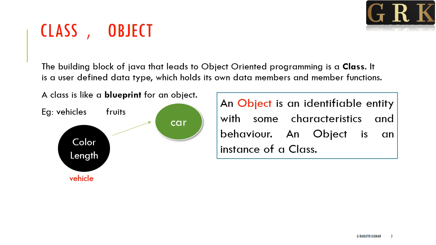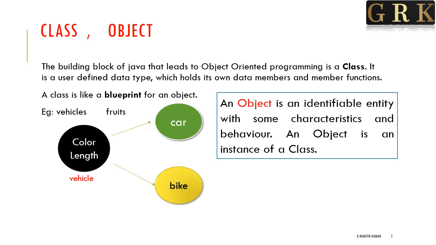In this example, assume that the car color is green. Then we can assign green to the color, and a length number can be assigned to the length member of the vehicle. If there is no car, then we can't assign any values to the vehicle properties. That is the reason why we say the class is a blueprint. Until an object is created under the class, we can't assign any values.